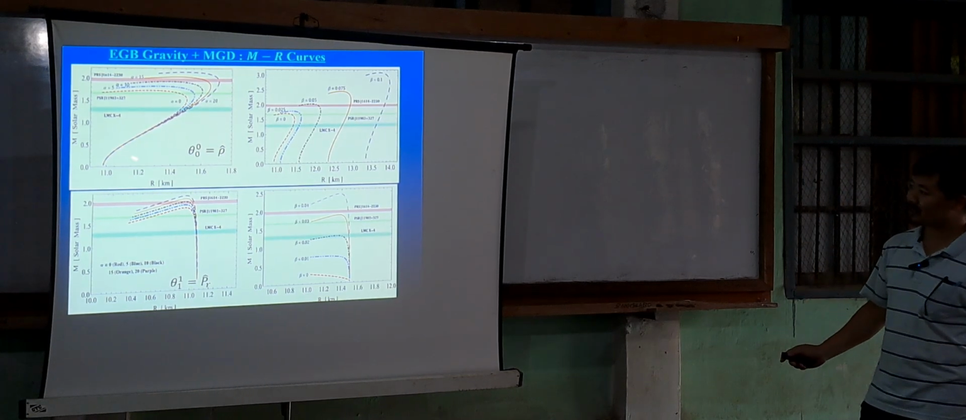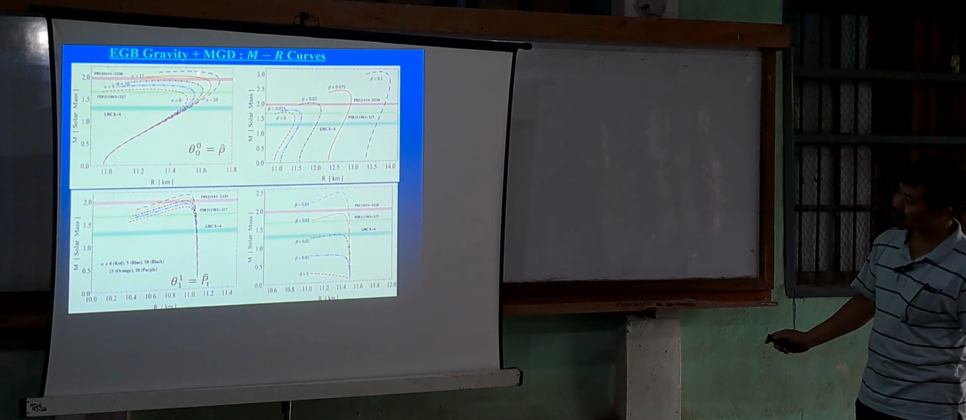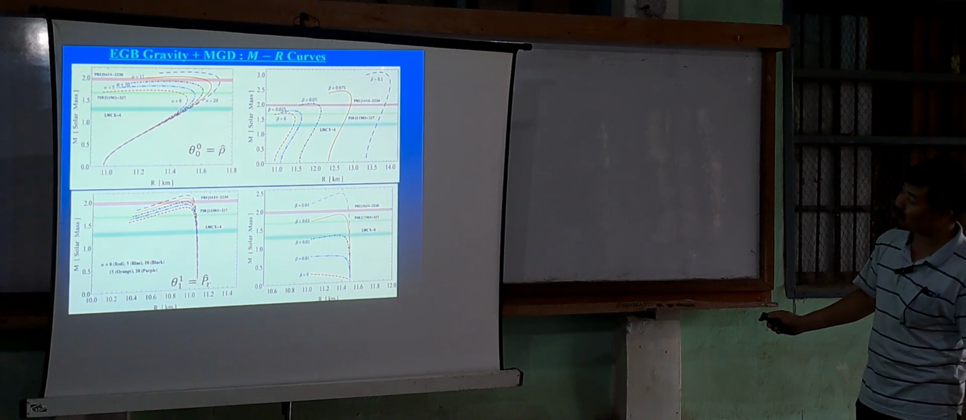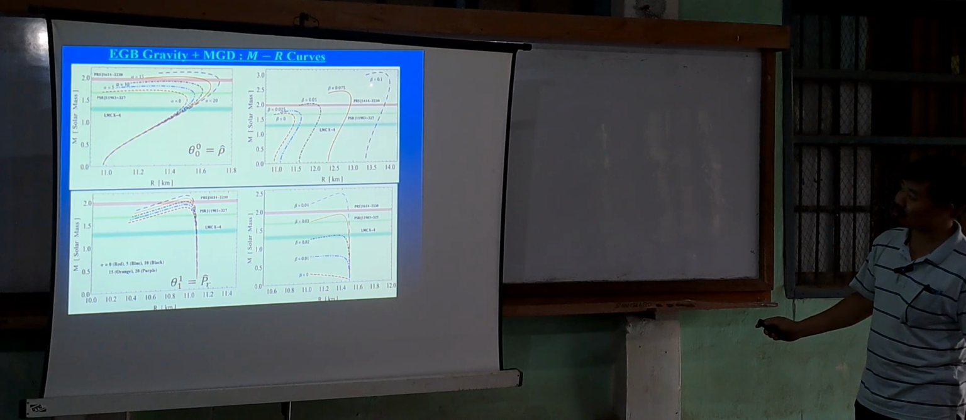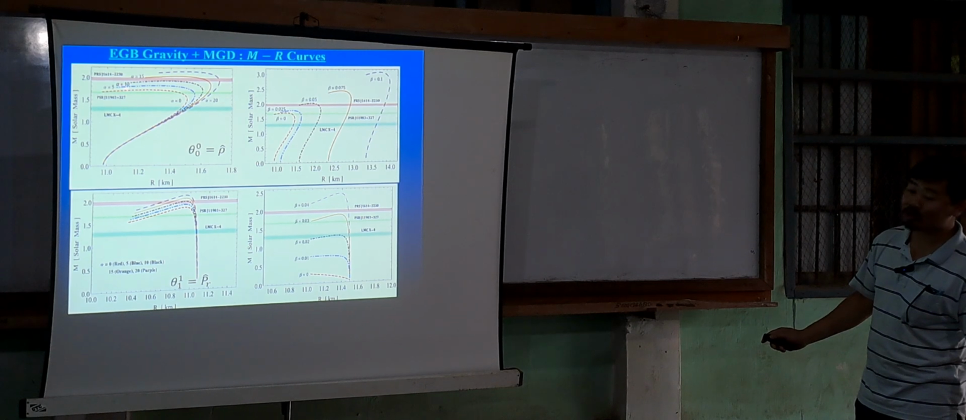So this is the mass-radius curve here. So it can go up to 2 here. Some of them can go up to 2.5. This can go up to 3 here. So this beta is the decoupling parameter we use. This alpha is the Gauss-Bonnet parameter.